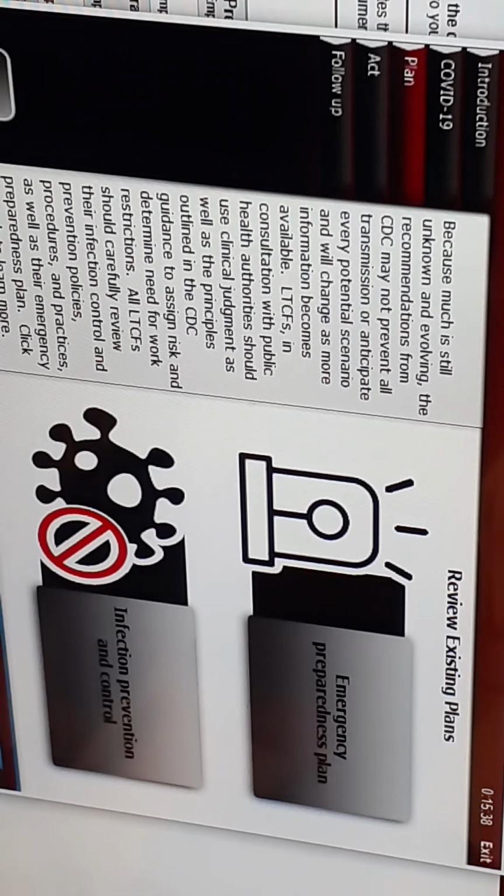Because much is still unknown and evolving, the recommendations from CDC may not prevent all transmission or anticipate every potential scenario, and will change as more information becomes available. Long-term care facilities, in consultation with public health authorities, should use clinical judgment as well as the principles outlined in the CDC guidance to assign risk and determine need for work restrictions. All long-term care facilities should carefully review their infection control and prevention policies, procedures, and practices, as well as their emergency preparedness plan. Click on each to learn more.